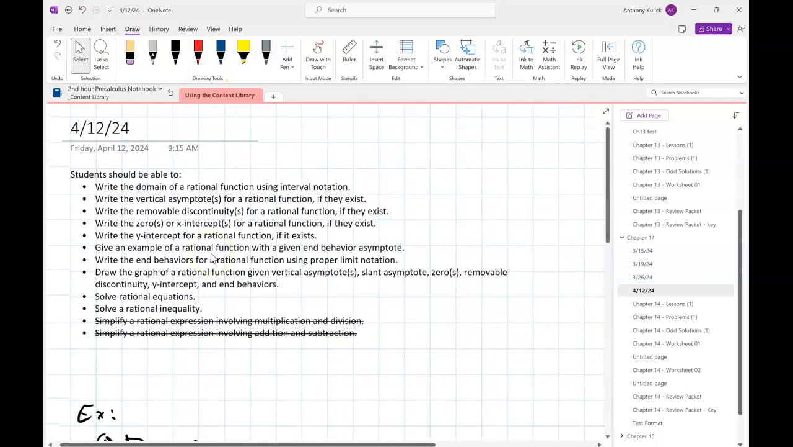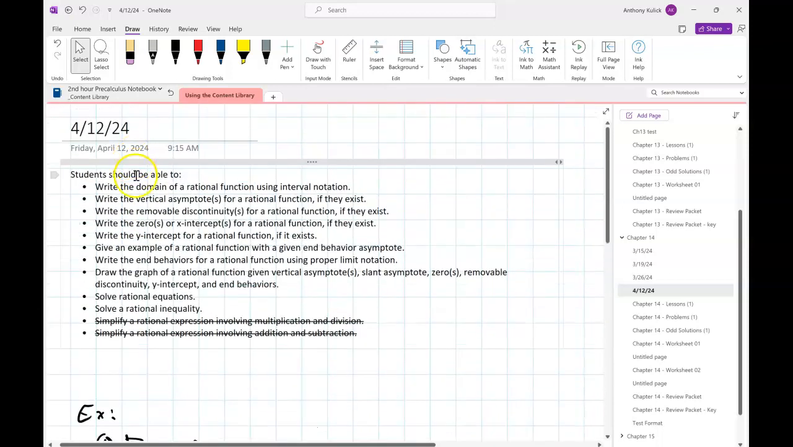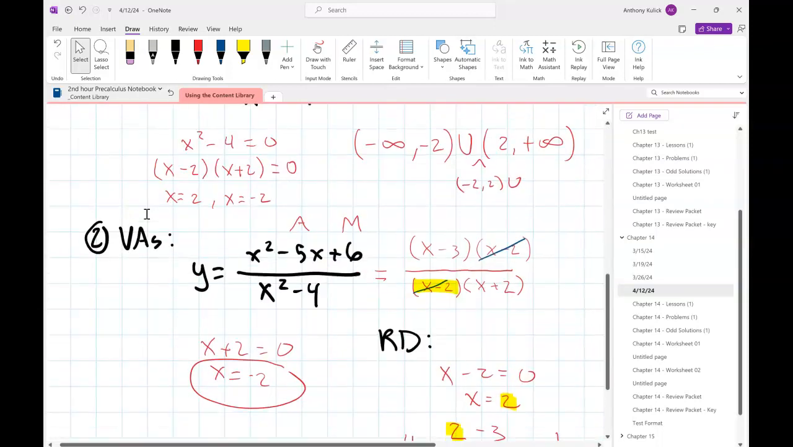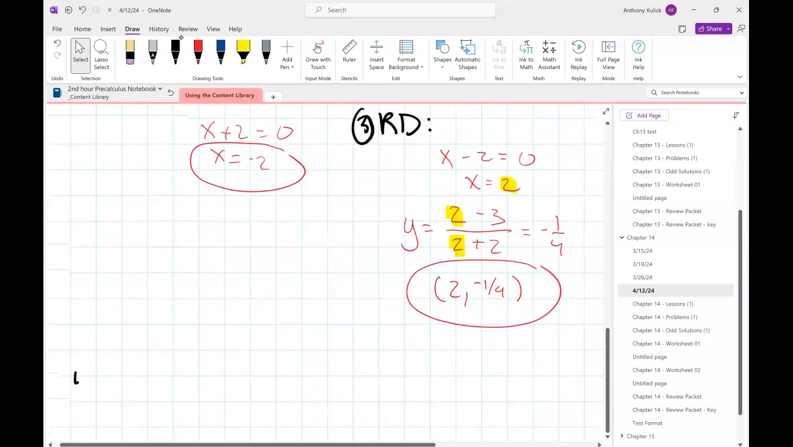Everybody feel okay there? So that's the first 3 things. So the next one are the zeros. I'm just going to keep using this same problem.